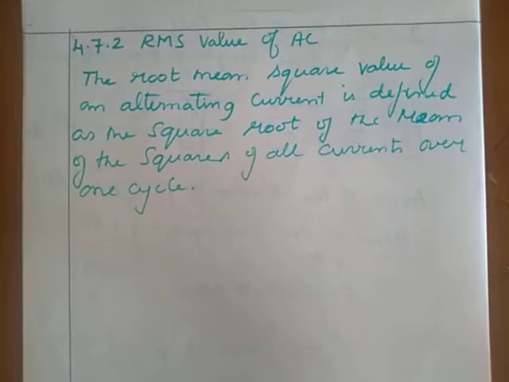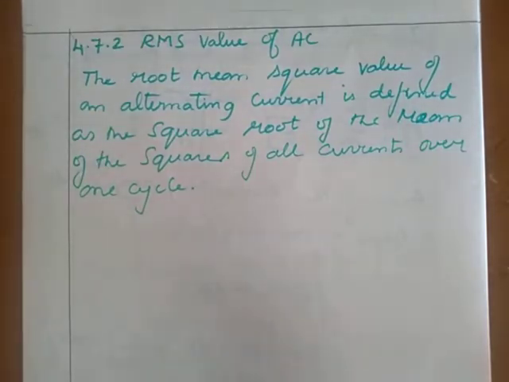In our previous class we learnt about mean value or average value. The average value of AC over one complete cycle will be 0. So we are considering either the positive half cycle or the negative half cycle. Then we found I average is equal to 2Im by pi.